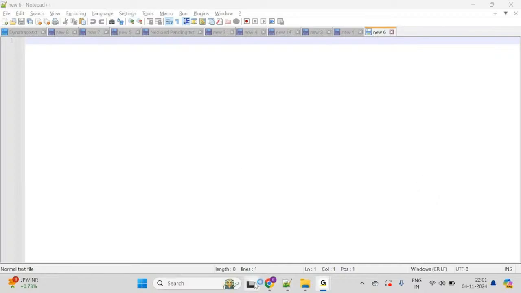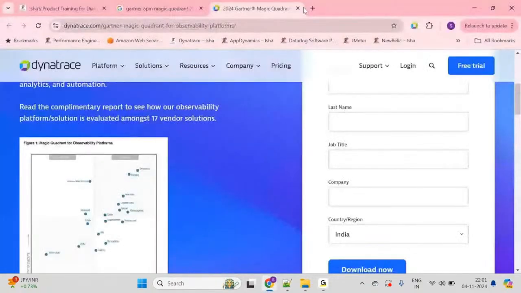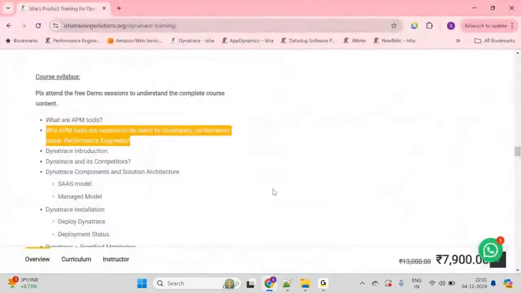Okay. So I'll quickly come back. The APM tool is the first understanding we are going to discuss. And the next topic is why this tool has to be learned by developers, performance testers, and performance engineers. Why I particularly added this topic: because everybody is thinking this is only for performance testers, but it is not like that. Anybody can learn this tool; what activity they are performing is what matters. Developers, DevOps engineers, SREs: what activity they are performing is what matters. That is the reason I added this topic specifically.